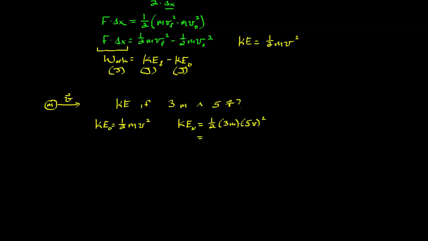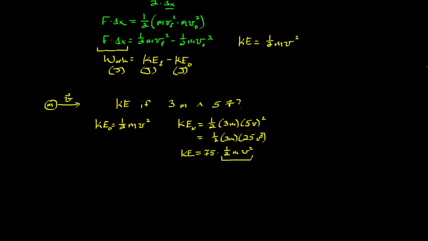Now, like we've done before, I just want to pull all the numbers out front. So I get 1/2, this is 3m, and then inside is 5 squared, so that's 25 v squared. I forgot to carry that square. 25 times 3 is 75. So I get 75 times 1/2 mv squared. What you can see is my new kinetic energy is 75 times the original one if I have 3 times the mass and 5 times the velocity. Those are just straightforward calculations of the kinetic energy of a moving object.